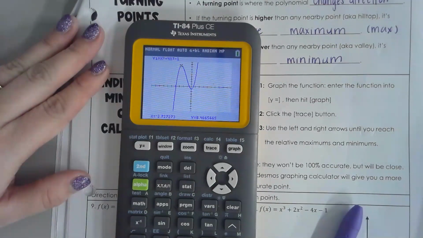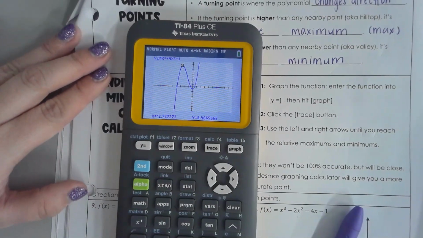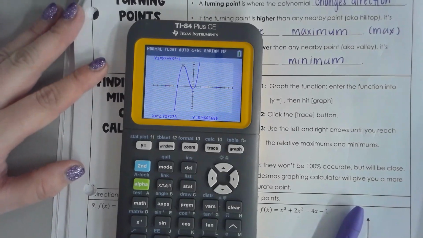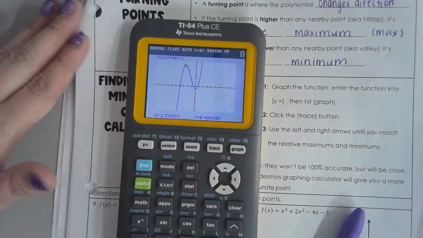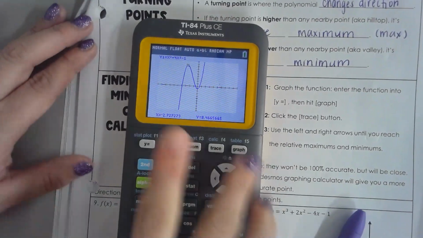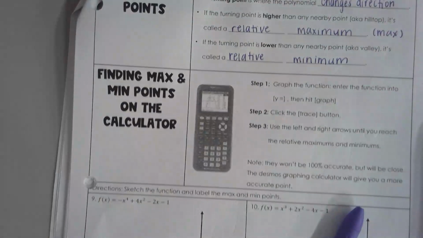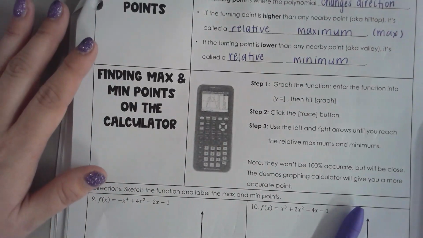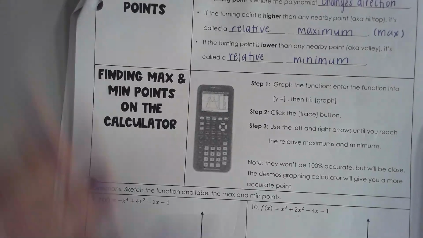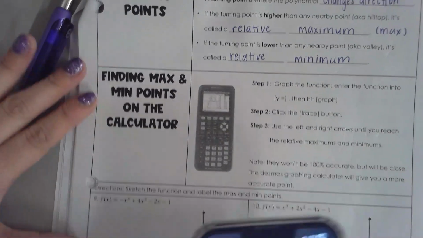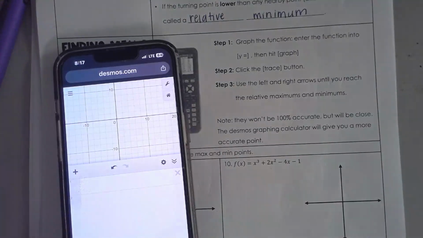The Desmos calculator, you can click. You know how we did with quadratics? We clicked on the vertex. It gave us that exact vertex. That's what we're going to do with these. It'll be more precise. I think it's more user-friendly because all you got to do is click on it. All right, so that's what we're going to use in here. But if for some reason you just had the 84, you graph it, you hit the trace button, and you just trace through it. But we're going to do Desmos.